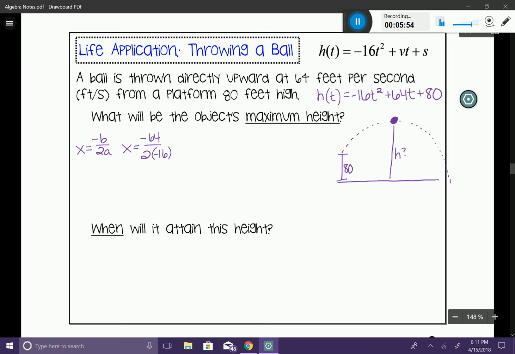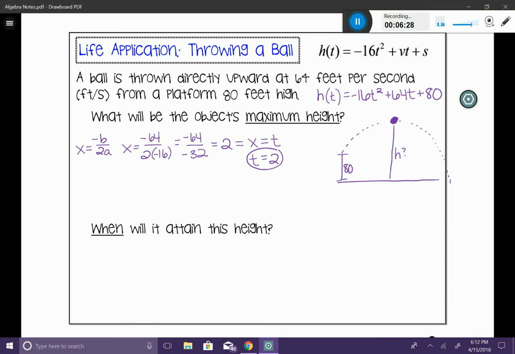I'm going to solve that out. So negative 64 divided by negative 32. Simplify that down, 2. So my x-coordinate is going to be 2. Now don't get confused with the variables. Again, x is the same as t. So if you really wanted to, you could say that our t is equal to 2. That'll be just fine. But that's not what we want.